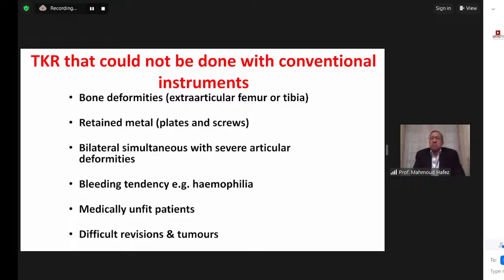So even if you're doing a unilateral with this conventional instrumentation, still there are certain cases where you cannot do the knee replacement. For example, if you have extra-articular deformity, and you cannot go with the intramedullary rod, especially inside the femur. And then if you have retained metal, old plate and screws, or Sherman screws, or plates that you cannot remove, that's another problem. If you have bilateral with severe articular deformities and having a stem in a tibia, for example, okay?